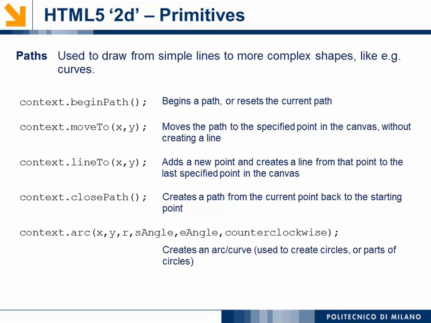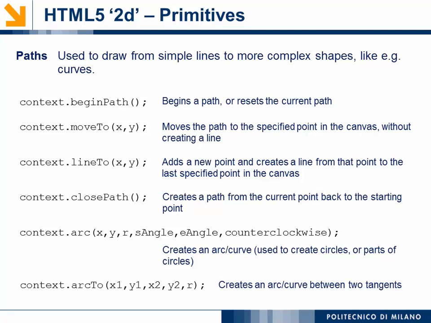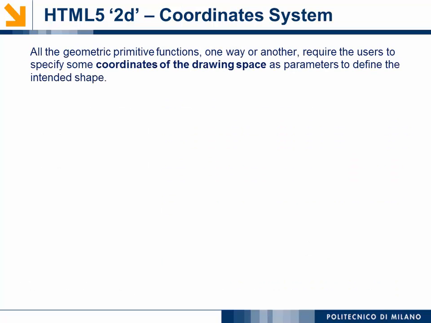so it can be closed. Arc instead can be used to create circles. ArcTo uses tangents, but I just want to give you an overview of the different commands. It's not important that you know them all, just to introduce the topic.